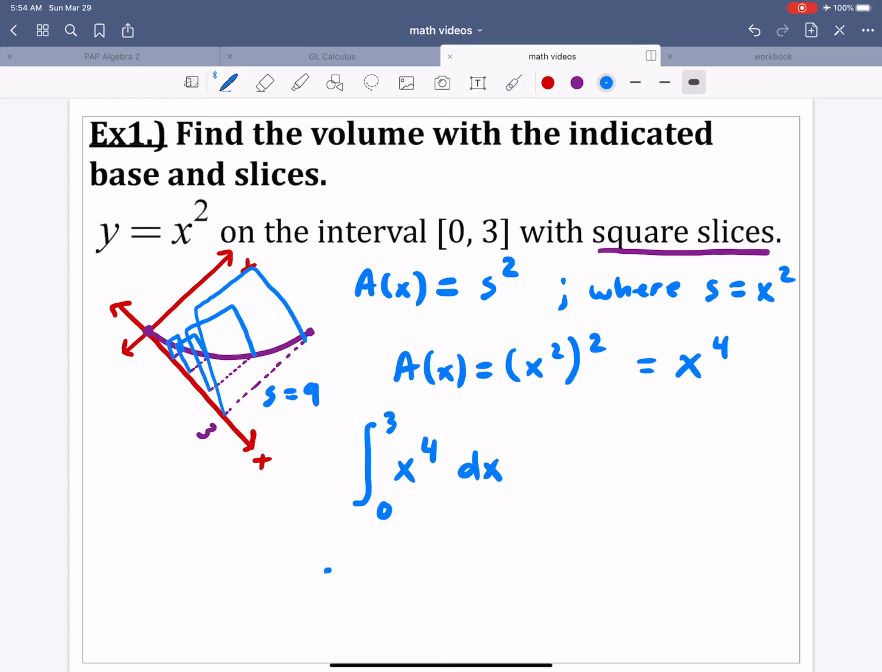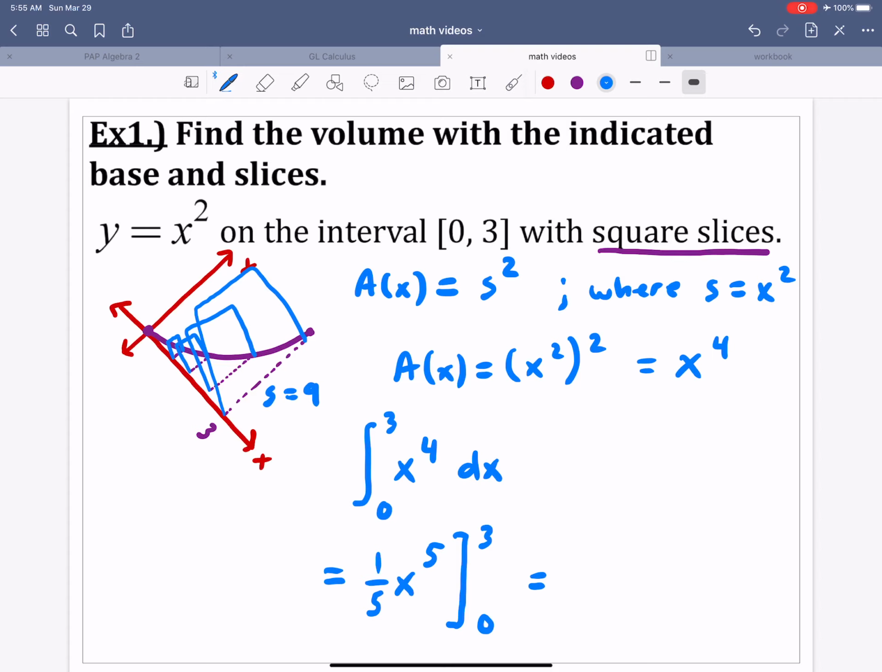And this is actually a pretty easy integral to find. The integral of x to the 4th is 1/5 x to the 5th, and we're going to evaluate that from 0 to 3. So again, super easy integral to evaluate. This is a definite integral, so we plug the 3 in for x. So 3 to the 5th is 243.